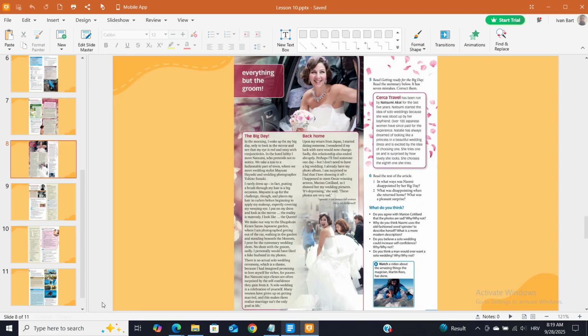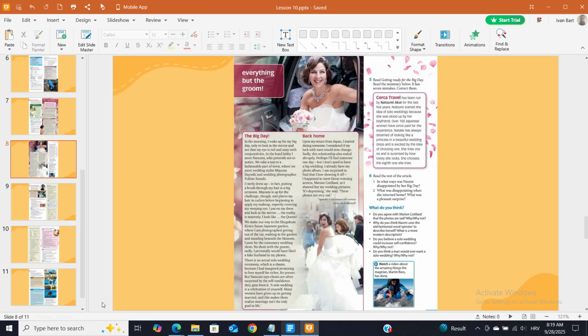Back home. Upon my return from Japan, I started dating someone. I wondered if my luck with men would now change. Sadly, this relationship also ended abruptly. Perhaps I'll find someone one day, but I don't need to have a big wedding. I already have my photo album. I am surprised to find that I love showing it off.